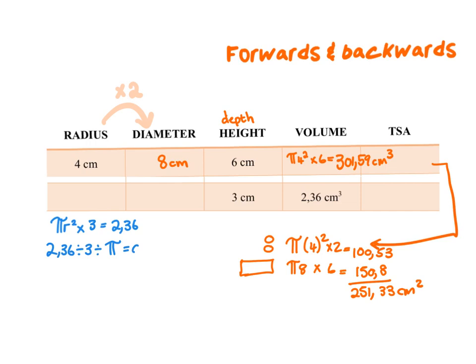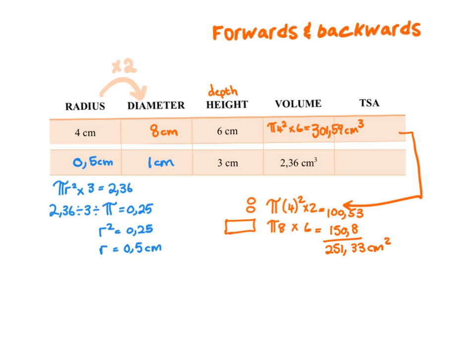gives me an answer of 0,25. But remember that this is now your radius squared. So to find radius, I will have to square root that answer. And if I do that, I get 0,5 centimeters. So over here, for my radius, it's 0,5 centimeters. And remember that my diameter is double. So double, a half a centimeter is 1 full centimeter.